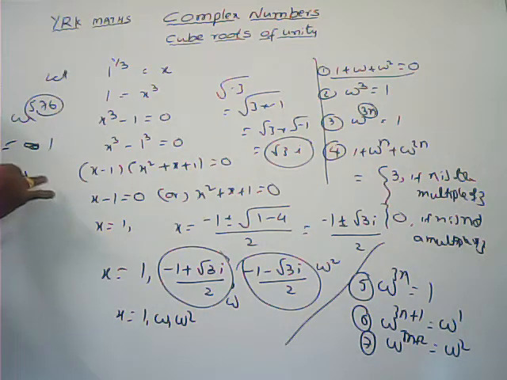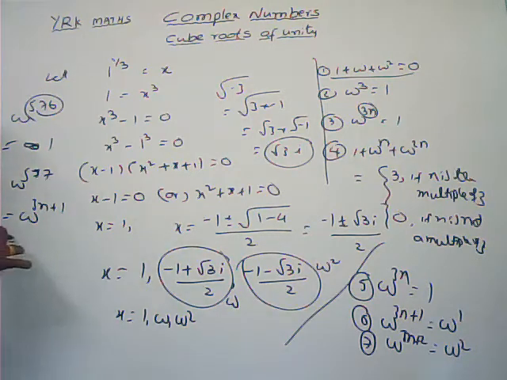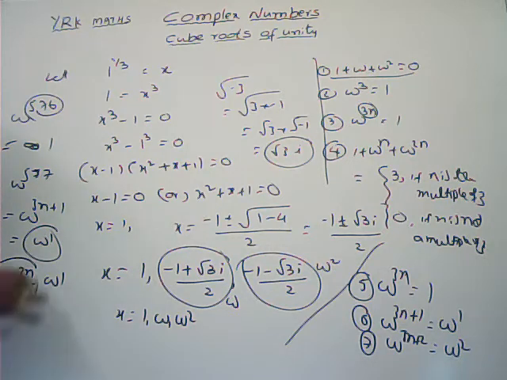And omega power 577 is there. If it is divided by 3, we get the remainder 1, since 577 is 3n plus 1 for some n belonging to Z plus. So we can write omega power 1 only. A power m plus n we can write as a power m into a power n: omega power 3n into omega power 1. Here this is a multiple of 3, so omega power 3n is equal to 1. So the answer is omega power 1.